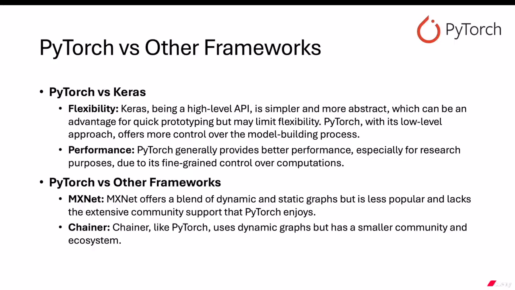PyTorch versus Keras. Flexibility. Keras, being a high-level API, is simpler and more abstract, which can be an advantage for quick prototyping but may limit flexibility. PyTorch, with its low-level approach, offers more control over the model building process. Performance. PyTorch generally provides better performance, especially for research purposes, due to its fine-grained control over computations.